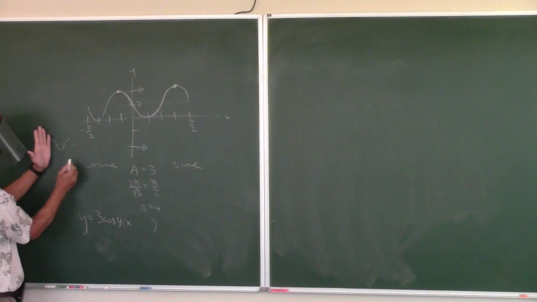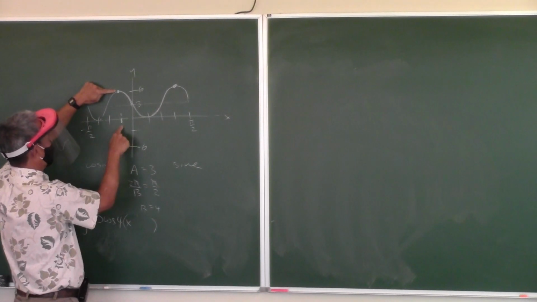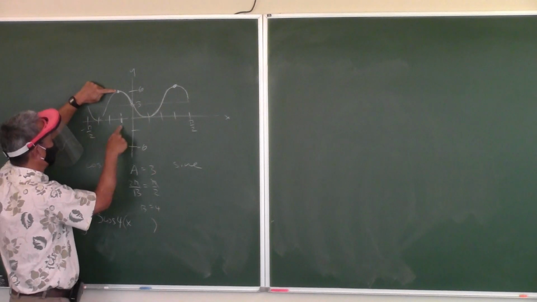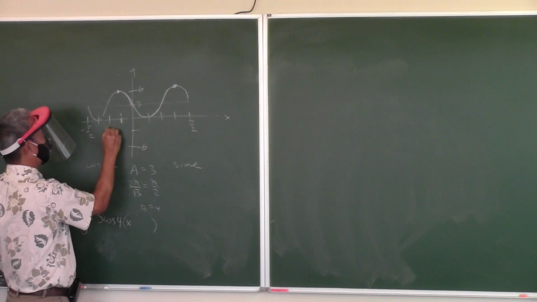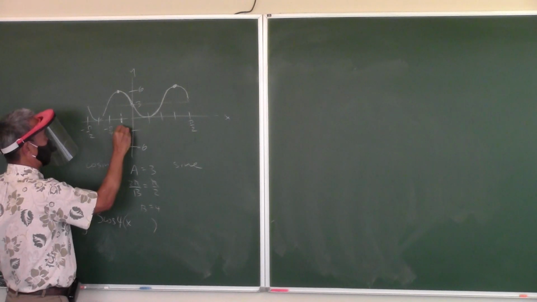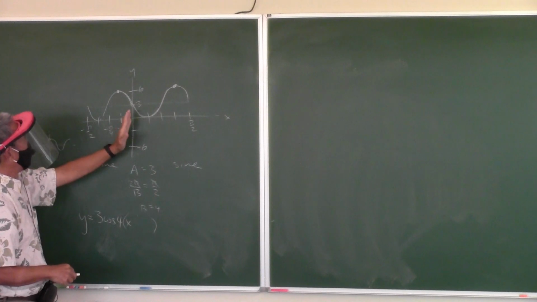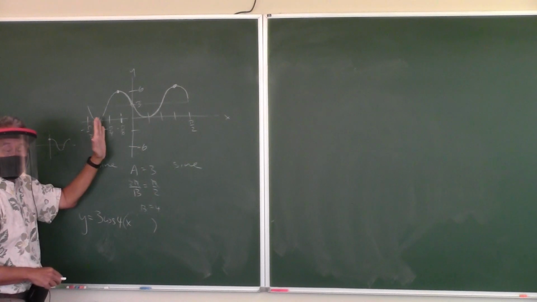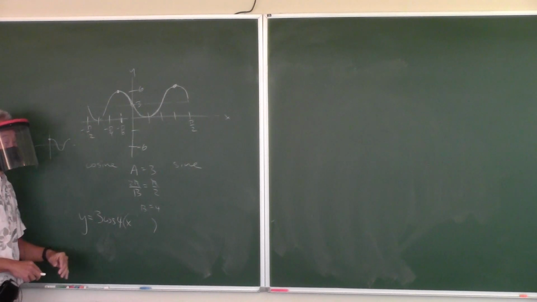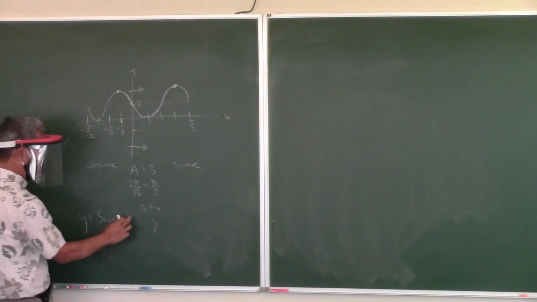Normally it starts there at 0, but over here, it starts over here. And where is here? If this is negative pi over 2, that means half of it would be negative pi over 4, which means that would be negative pi over 8. So that means the graph got shifted pi over 8 to the left. Correct? Yes.